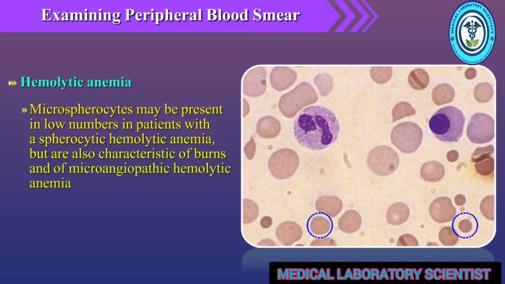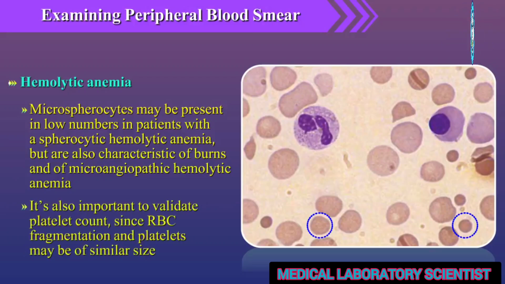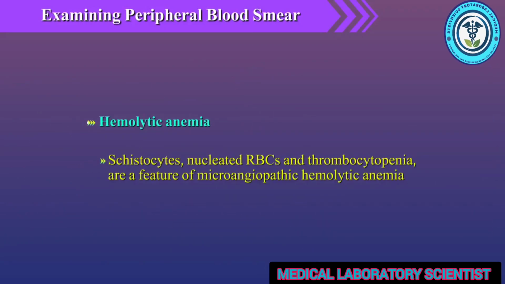In the latter, it is also important to validate platelet count, since RBC fragmentation and platelets may be of similar size. Schistocytes, usually with nucleated red blood cells, and thrombocytopenia are a feature of microangiopathic hemolytic anemia.